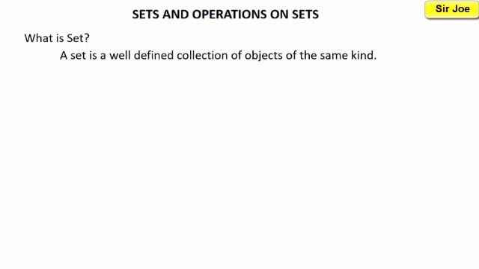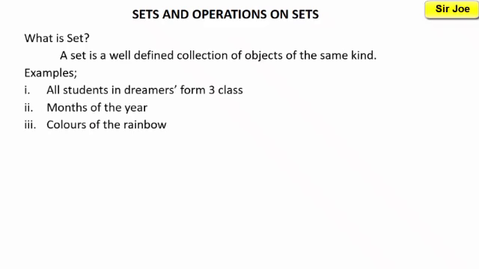Let's then consider the following and see some examples of sets. All students in Dreamers Form 3 class is a set. Months of the year is also a set. Then colors of a rainbow is also a set. A rainbow has so many colors, so if we list all these colors together, then they form a set.